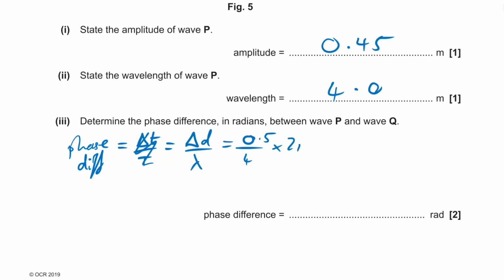And then to turn it into radians, we times by 2 pi. So actually that just means that it's pi over 4 radians. Apparently you can just write that as your answer, but let's give it as a decimal. 0.785, let's just say that's 0.79 radians.